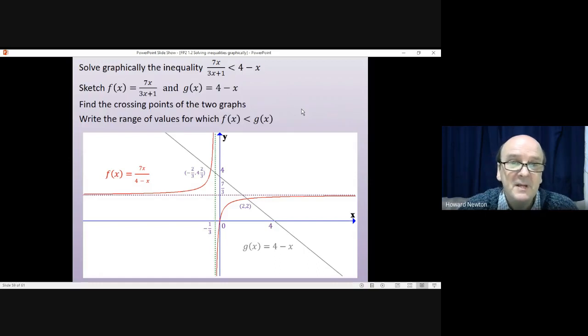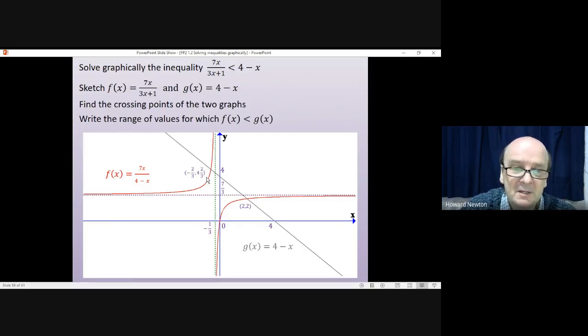Okay, we've very nearly finished. That was the question. Solve graphically the inequality 7x over 3x plus 1 is less than 4 minus x. Step one was sketching the two functions. That we have done. Then we had to find the crossing points of the two graphs. That we have done. And then the final thing is write down the range of values for which f of x is less than g of x, for which 7x over 3x plus 1 is less than 4 minus x.